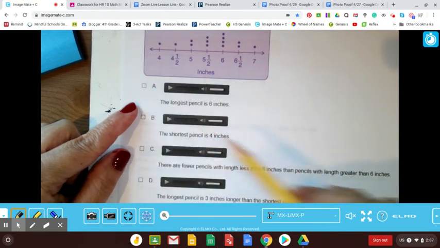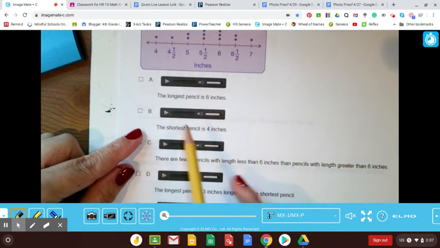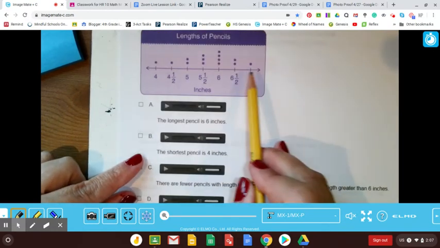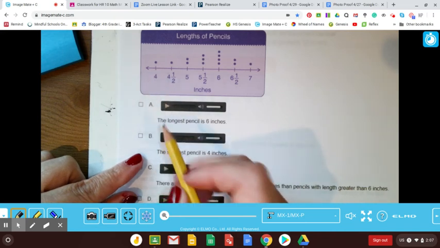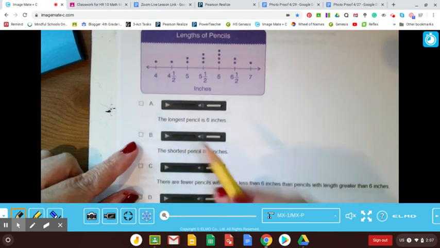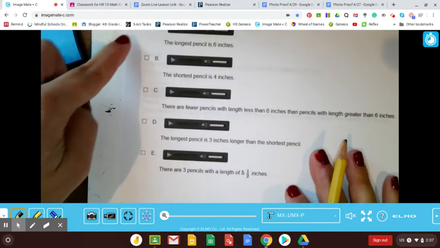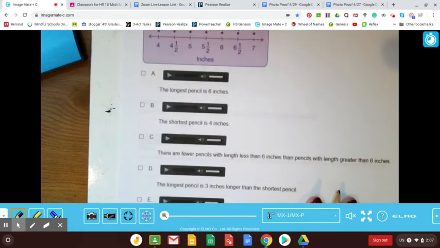So we would not be checking off A, right? The shortest pencil is 4 inches. I look up here, is that true? Yes. So I would be putting a check mark next to B. You can select as many of these as are true. So there can be more than one selected.